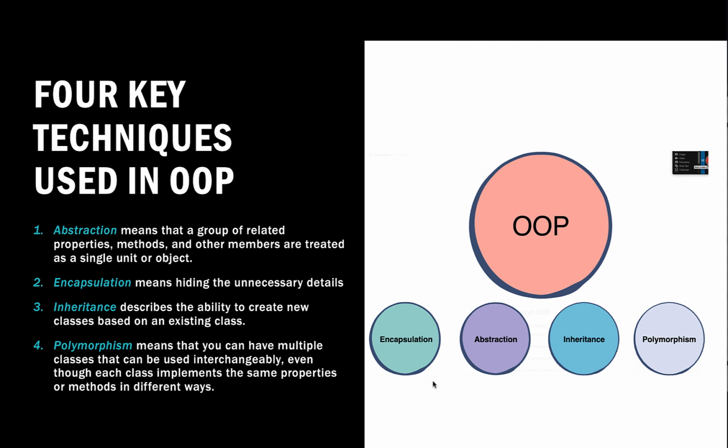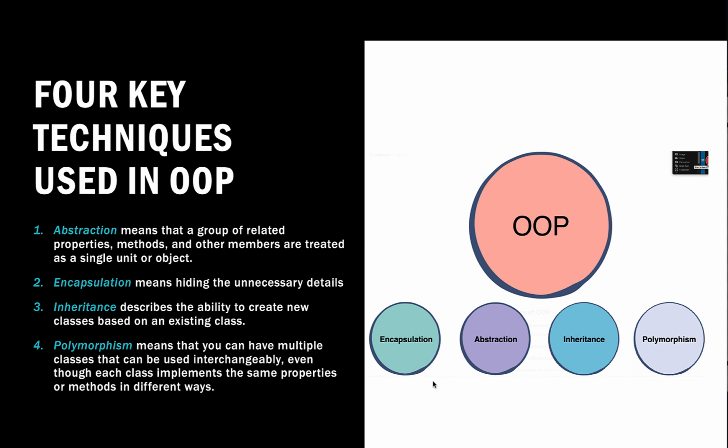There's no way we can talk about object-oriented programming without talking about the four pillars. That is, the four key techniques used in OOP. Number one is abstraction. Abstraction only exposes high-level public methods for accessing an object. That basically means that a group of related properties, methods, and other members are treated as a single unit, an object. Then the second one is encapsulation. Encapsulation contains information in an object, exposing only selected information. This means hiding the unnecessary details.